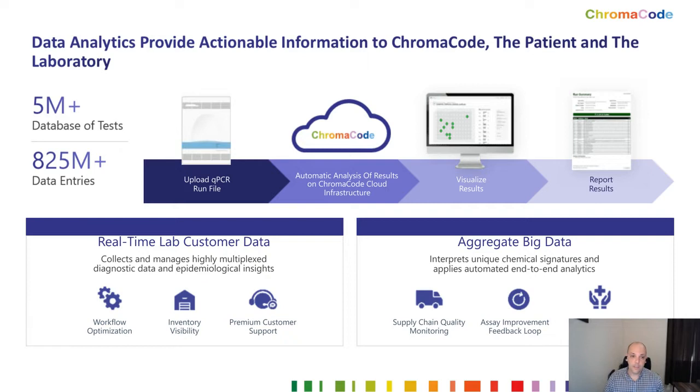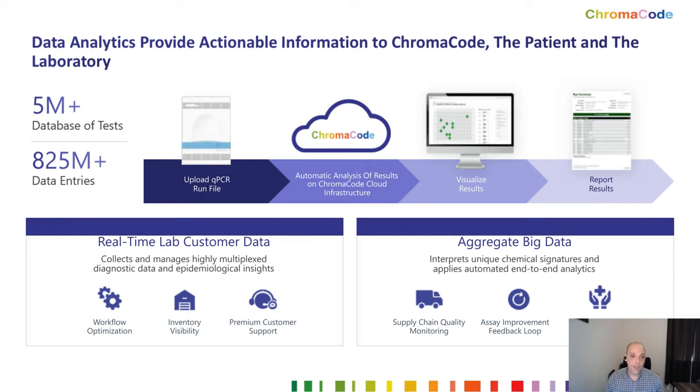What that ends up looking like is that you upload the qPCR run file to the cloud, there is automatic analysis of the results on that cloud infrastructure, and then the visualization gets delivered back to the customer and the results are reported. At this point, we have a database of over 5 million tests with over 825 million data entries, primarily from our COVID testing assay. Of the 5 million tests, probably the majority of them are from that.